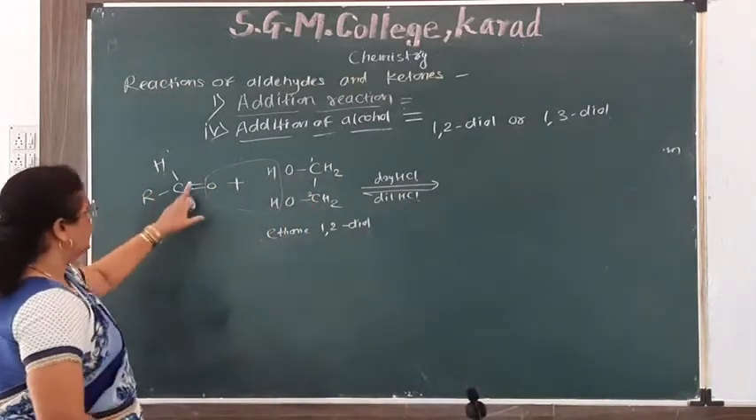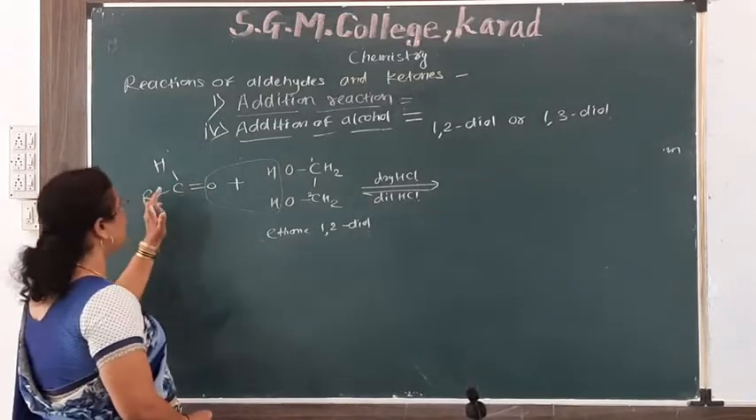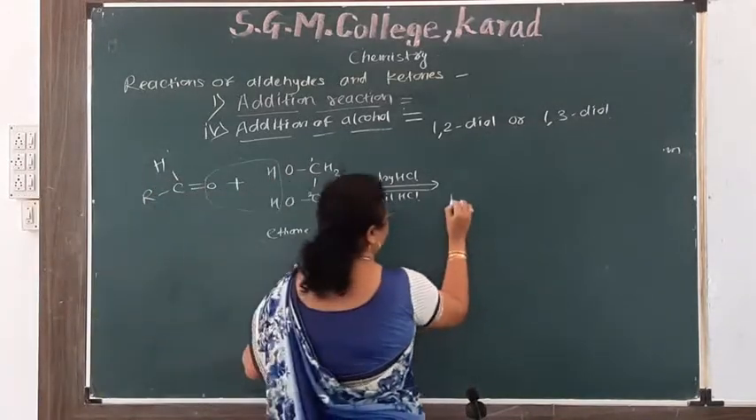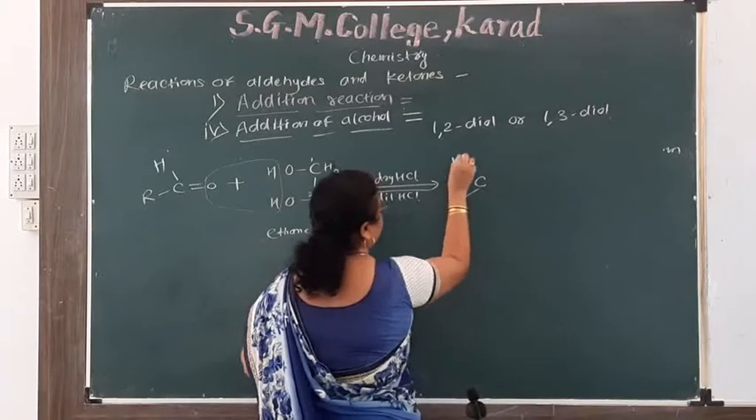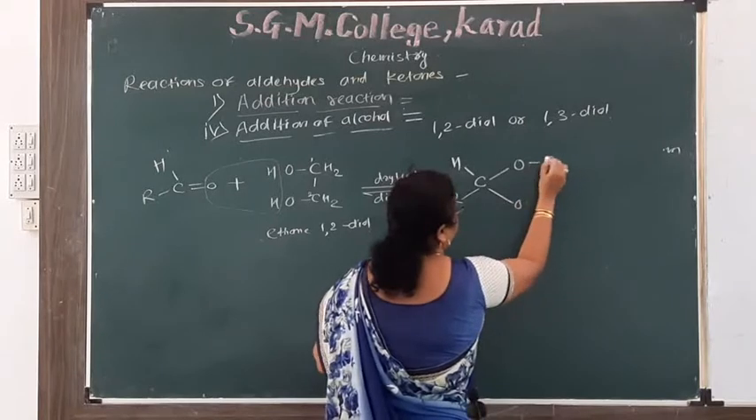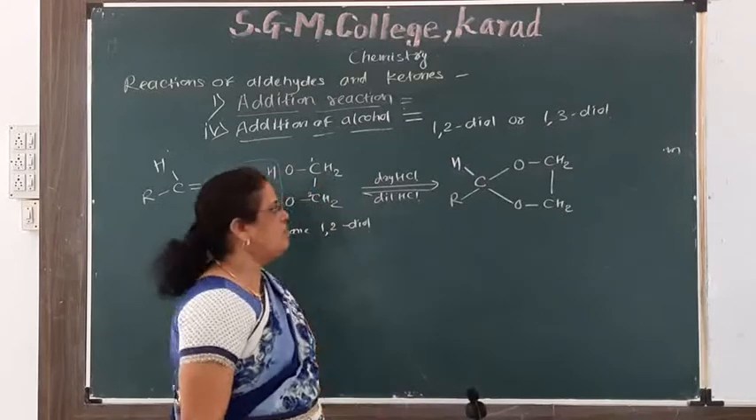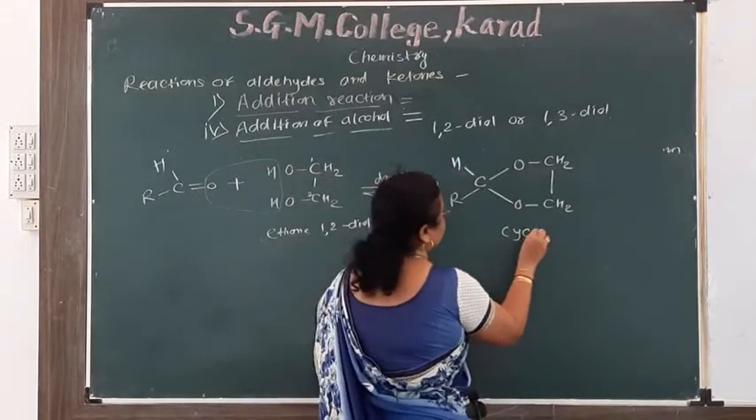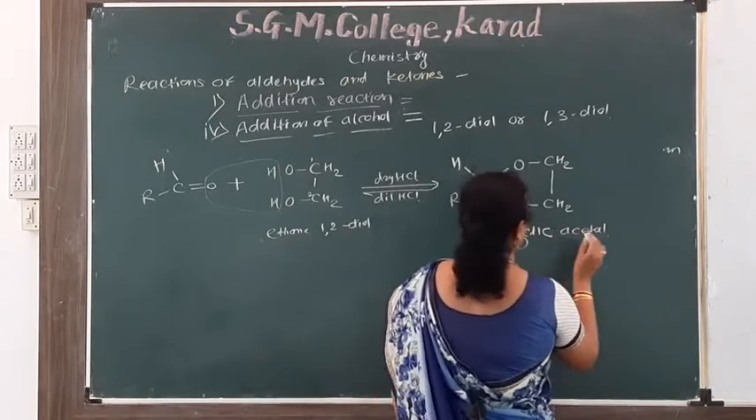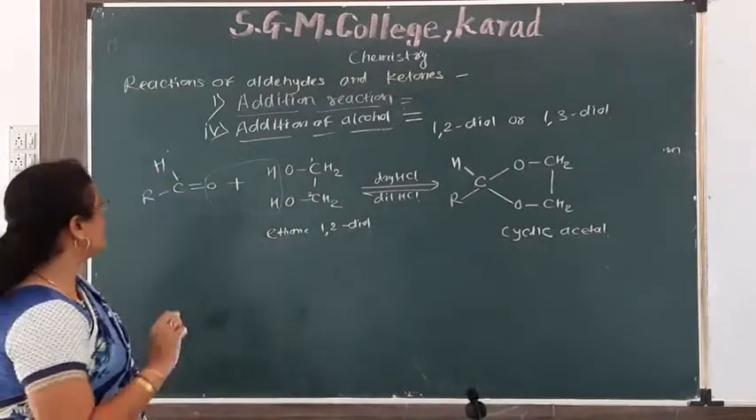Then we get here this double bond breaks and it forms a single bond. Here sp2 hybridized carbon atom gets converted to sp3 hybridized carbon atom. Therefore RCH, then this O, O and CH2. Name of this compound is known as cyclic acetal.